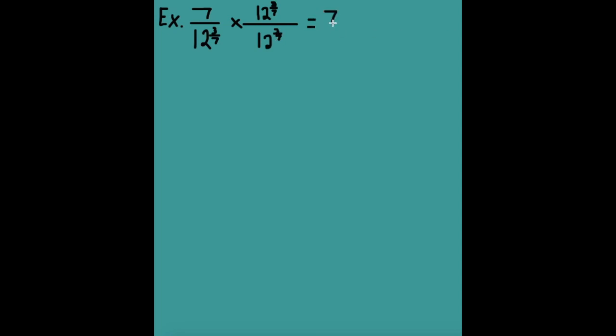If we do that, we get 7 multiplied by 12 to the 3/7 power over 12 to the 6/7 power. Is this our answer? No, this is not our answer, because there is still a radical in the denominator. 12 to the 6/7 power is a radical that is equal to the 7th root of 12 to the 6th power. This is not our answer.